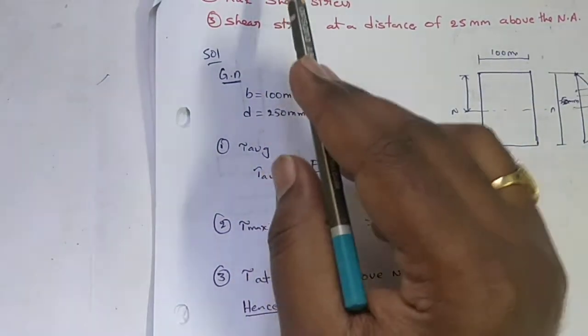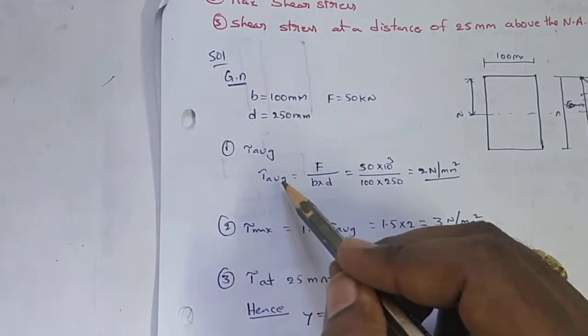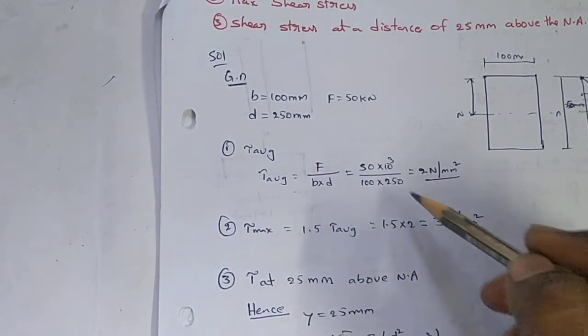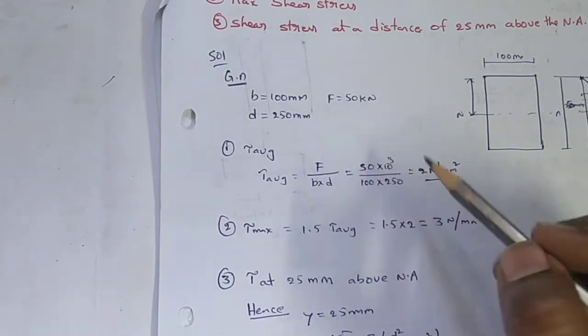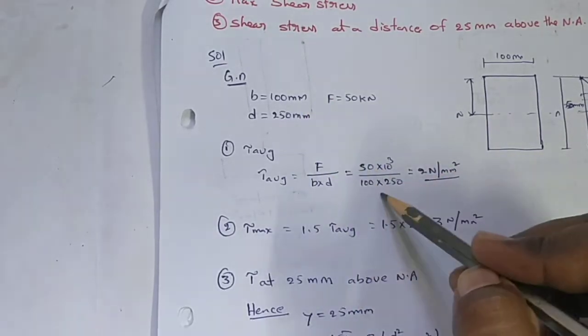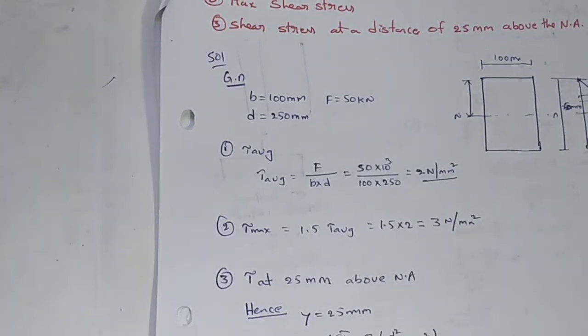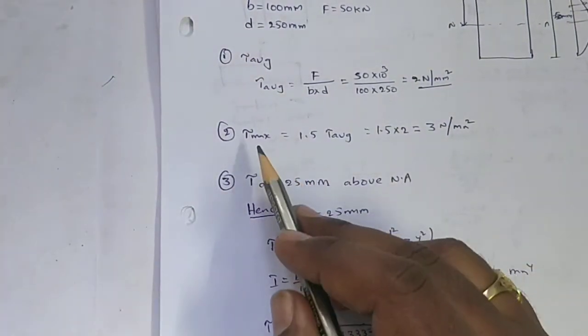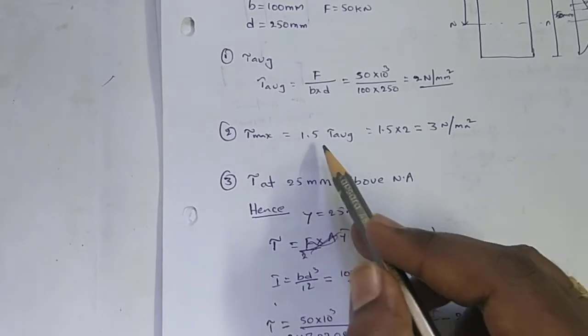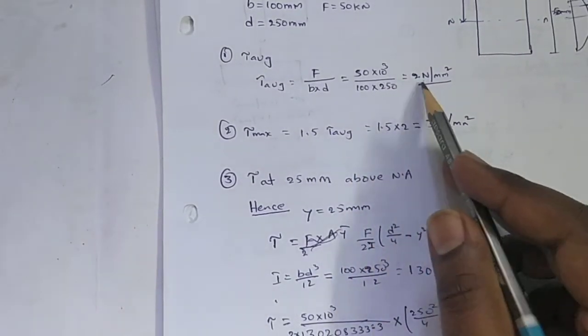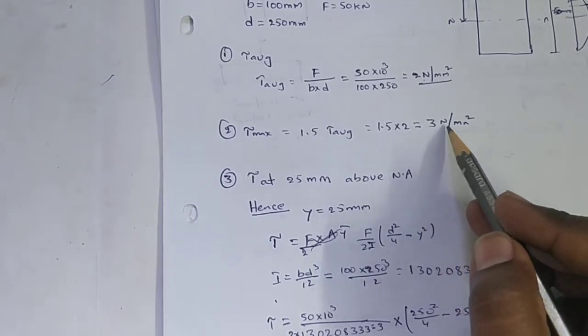First, we need to find out average shear stress. The formula for average shear stress is F by BD. F is 50 into 10 cube, B is 100 mm, depth is 250. It is 2 Newton per millimeter square. Next, similarly, we need to calculate tau max. Tau max is 1.5 times of tau average. 1.5 into tau average, which is 2, so that is 3 Newton per millimeter square.